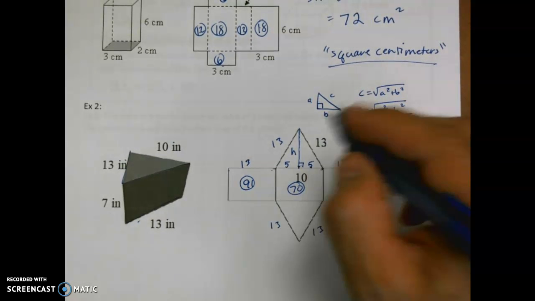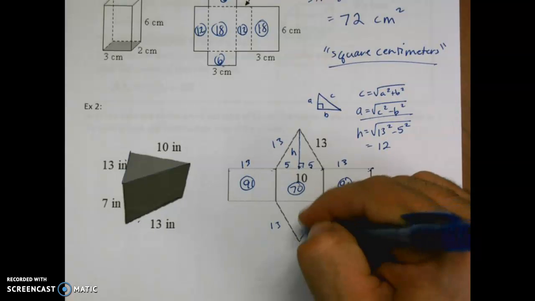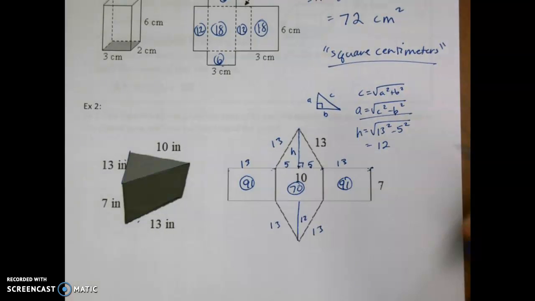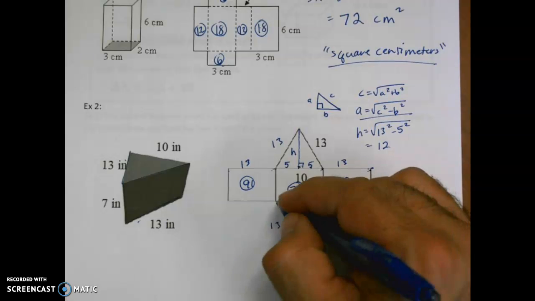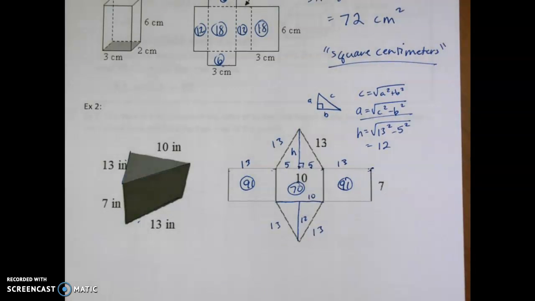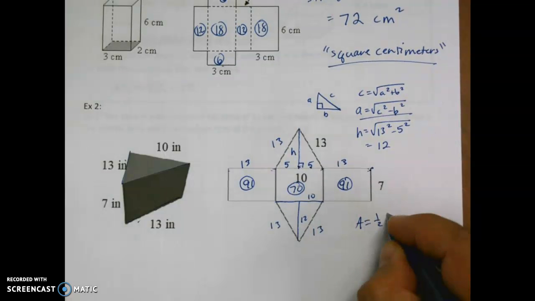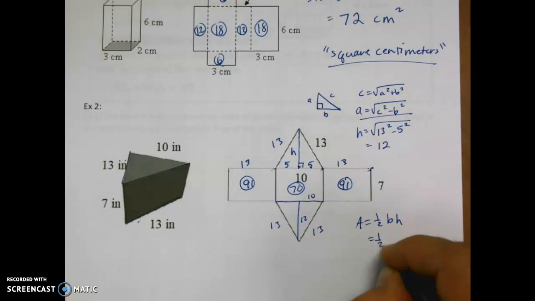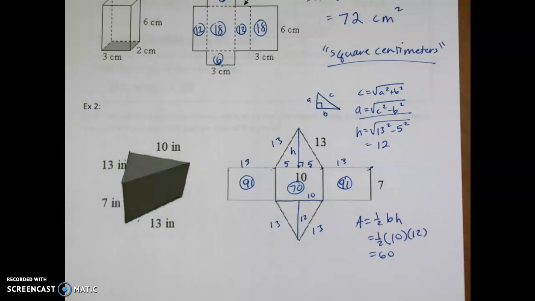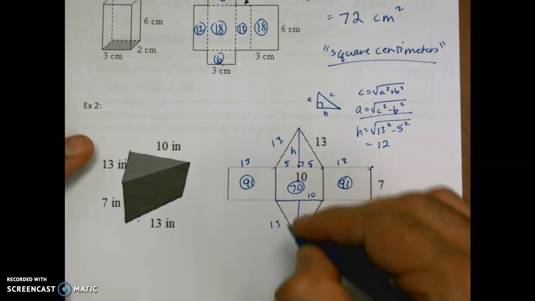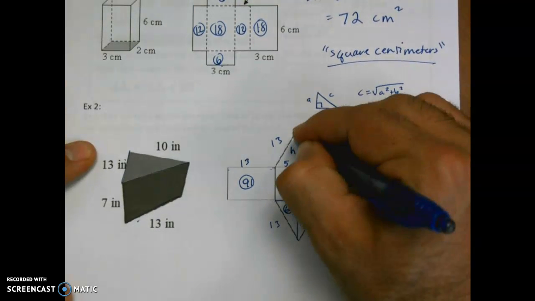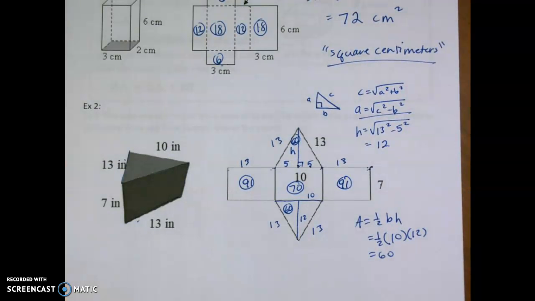Okay, so the height's 12 here, the height's 12 there. I'm going to just draw the height of 12 down here because it's a little bit less crowded, and I have a base here that's 10. Remember that the area of a triangle is 1/2 base times height. So 1/2 of 10 times 12 would be 60. So I have two triangles. Each one of these has an area of 60. That's actually all that I need to finalize this problem.